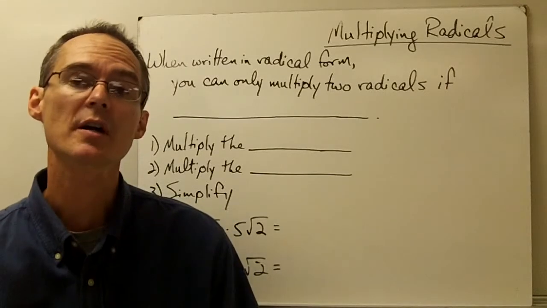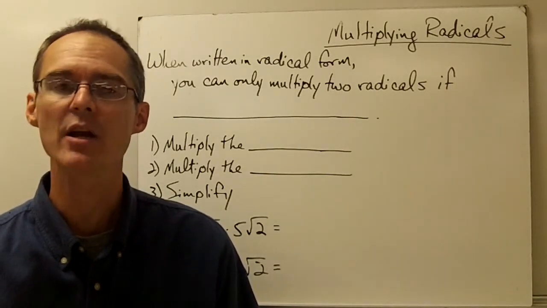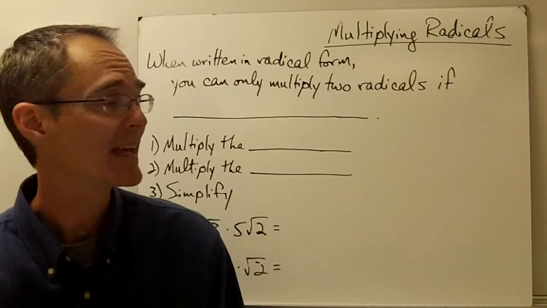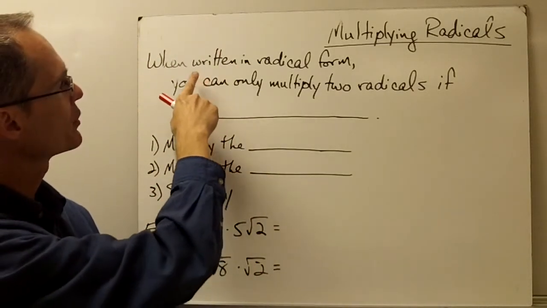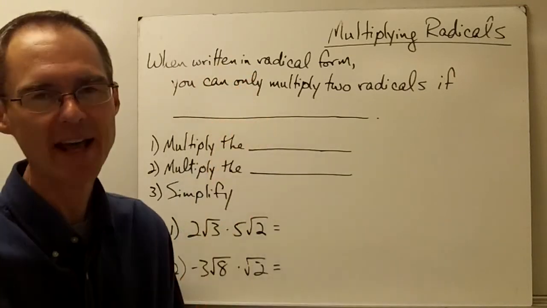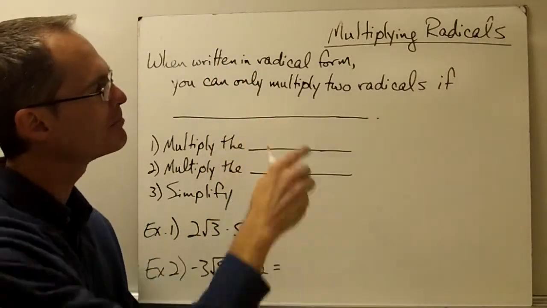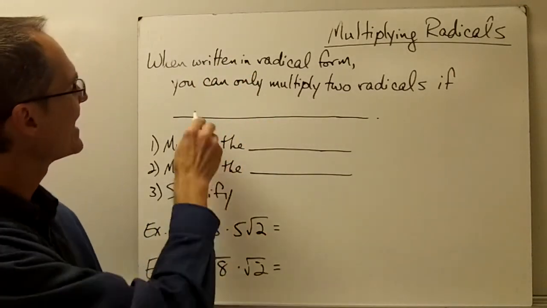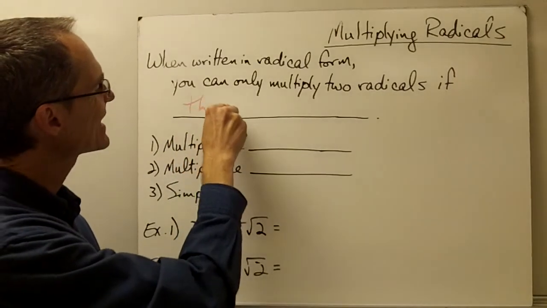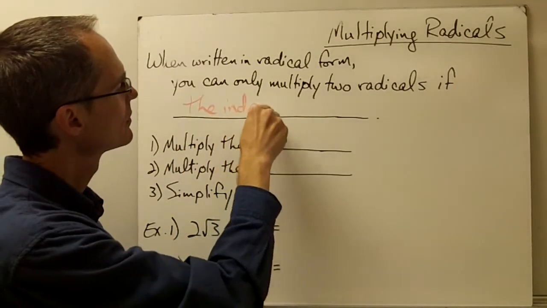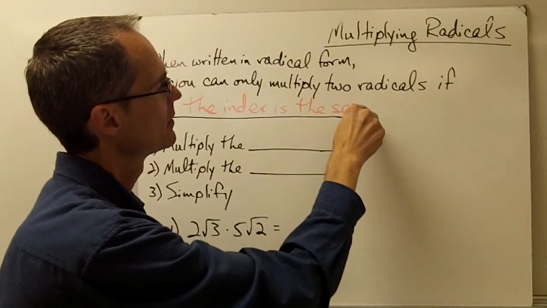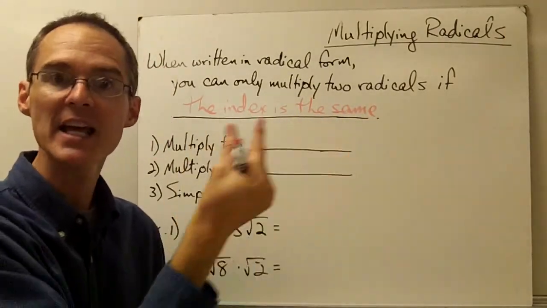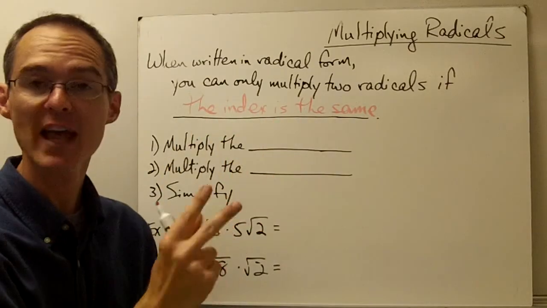Okay, in this video we're going to talk about multiplying radicals and also adding and subtracting radicals. Now, when you're multiplying radicals, one thing you always have to remember is that when you have numbers written in radical form, you can only multiply two radicals if the index is the same. That is, the index for the radical expressions that you have, both of them have to have the same index.